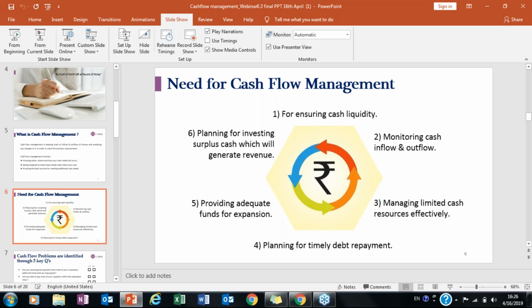So cash flow management helps us to understand the exact position our business is in right now, which also helps us to imagine or to plan for expansion of our business, because given amounts of funds need to be put in for expanding the business. Planning for investing surplus cash which will generate revenue.